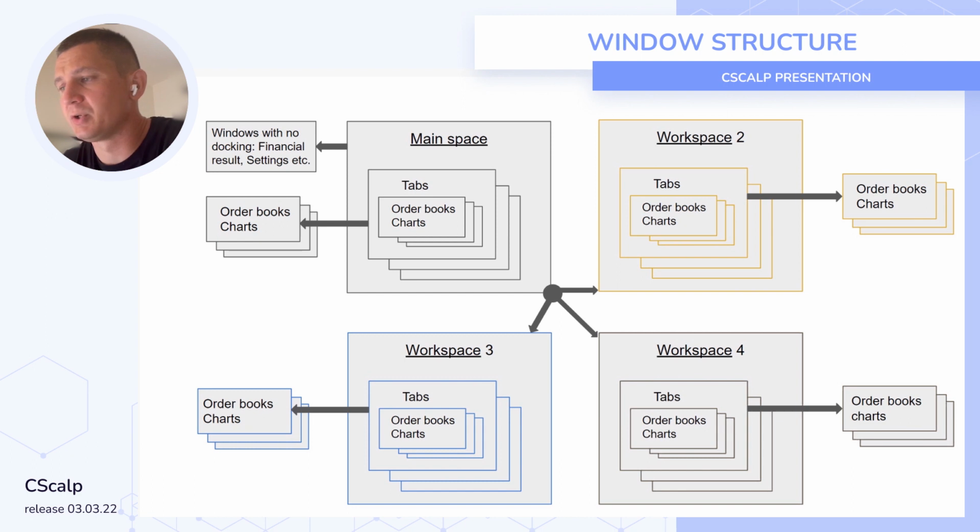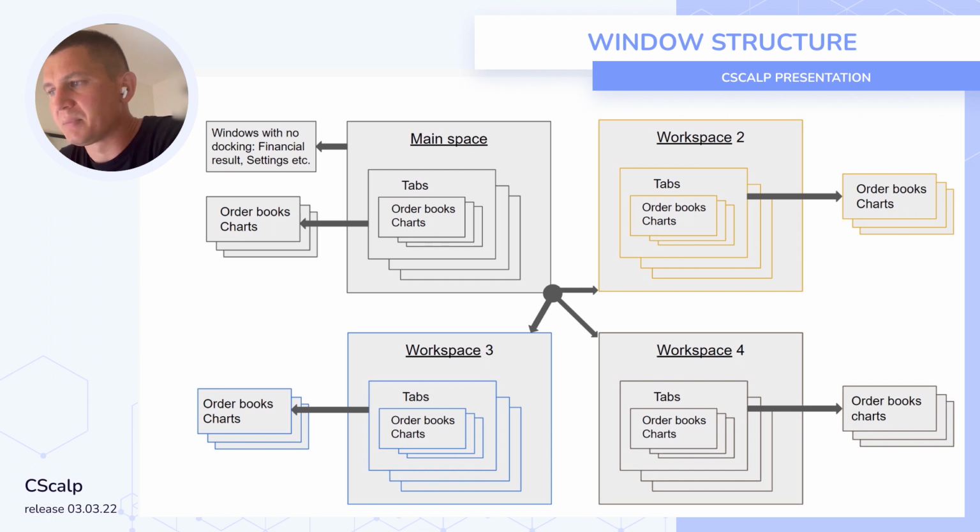Let's see, for the experienced traders everything is clear. For beginners I recommend you look at the scheme to make it easier to understand. So the main workspace is the window that users call CScalp. This is the window that we will see at the first launch. Several windows that have not yet docked will obey this window. These are financial result and trades, and docking doesn't work on these windows.